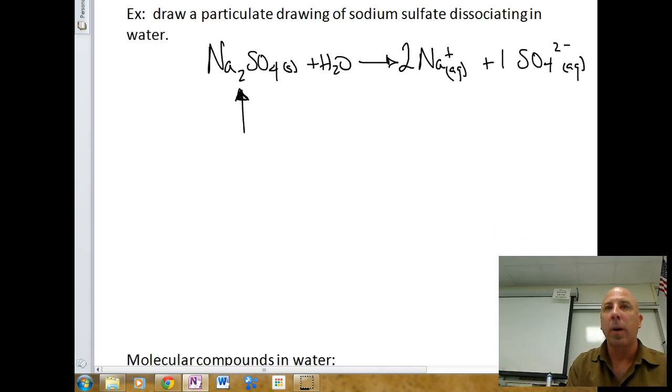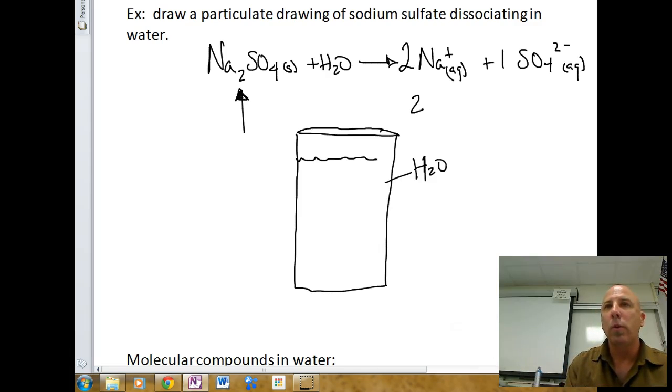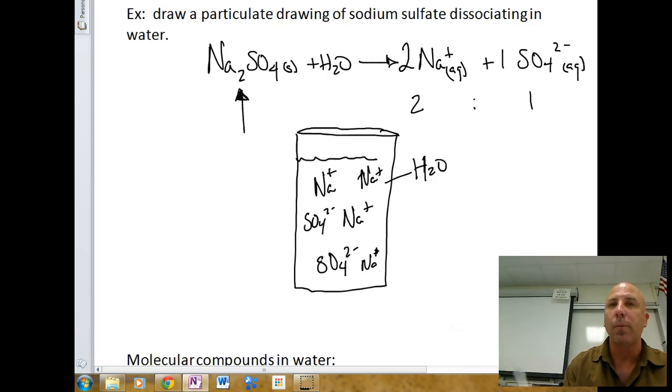So if we were to draw a particulate model of this in a beaker, there's my beaker, and of course we have water as our solvent. We have to make sure that we have a 2-to-1 ratio of the sodium to the sulfate. So let's make sure we draw 2 sodiums for every 1 sulfate ion in the solution. Sodium, another sodium down there, and a sulfate. It doesn't really matter as long as it's a 2-to-1 ratio. There we go, so we're good. Sodium sulfate has a 2-to-1 ratio, and that's what we need to see in our particulate model.